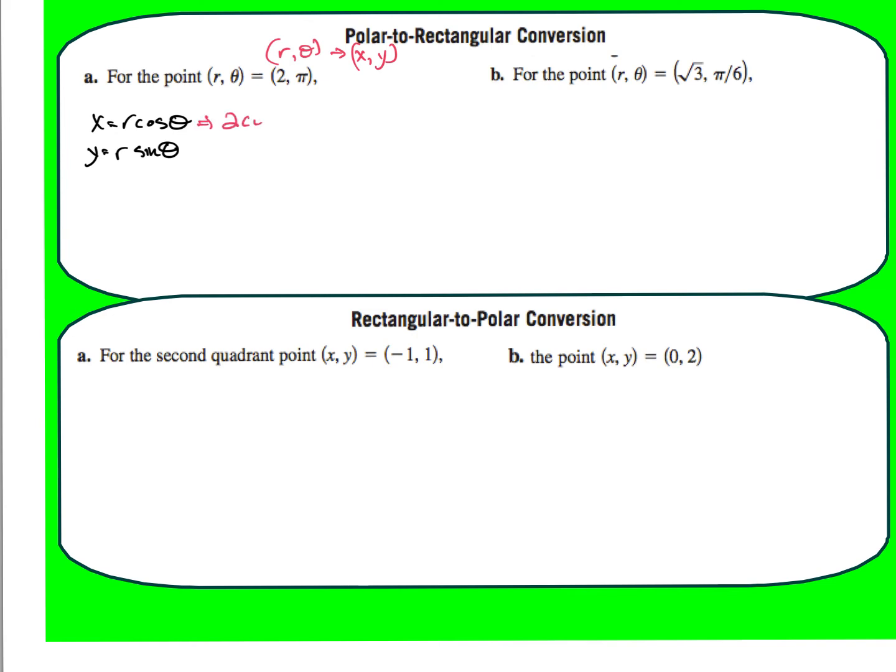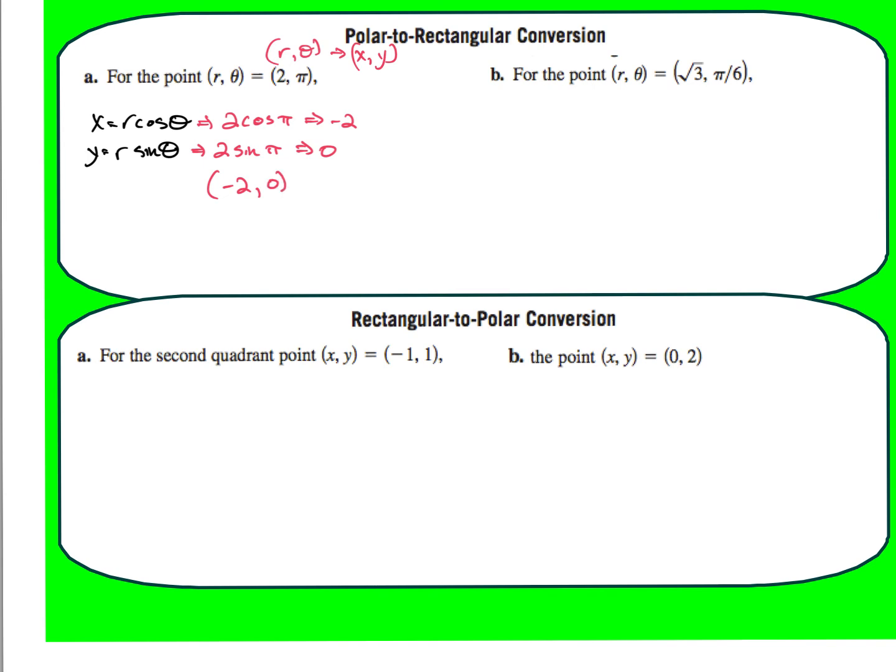Well, what is my r? 2. And then I have cosine of pi. Well, what is cosine of pi? -1. And so now I have 2 times -1, which is -2. And then I have my r is 2, and then I have sine of pi. Well, what's sine of pi? 0. So 0 times 2 is 0. So my ordered pair is -2 comma 0 for my rectangular coordinates.